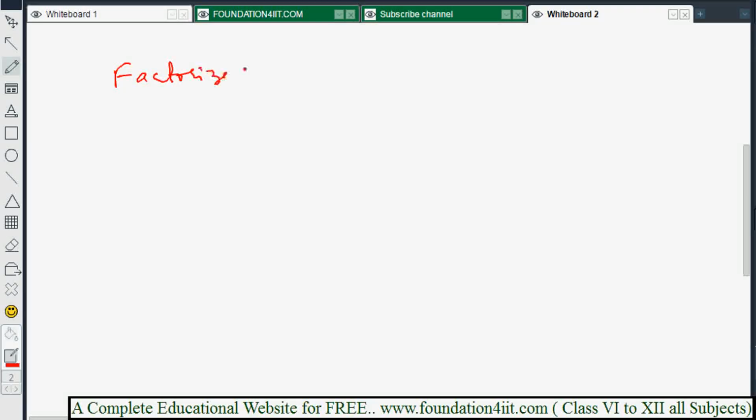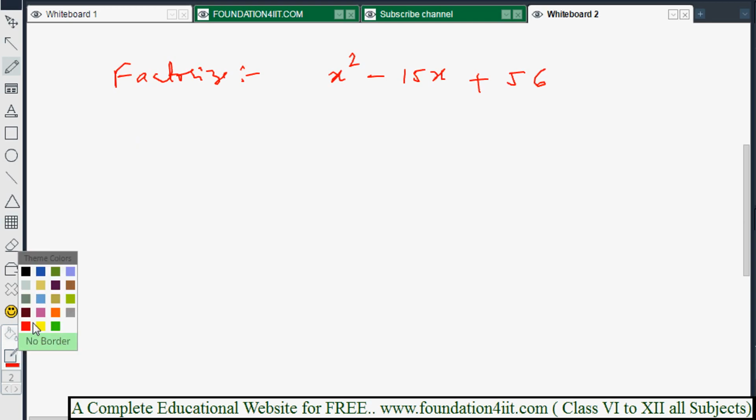Okay, factorize x square minus 15x plus 56. You have to factorize this. The x coefficient is p and the constant is q. Take the numbers such that the sum should be minus 15, and the constant is 56. If I multiply, I get 56, and if I add, I get minus 15.